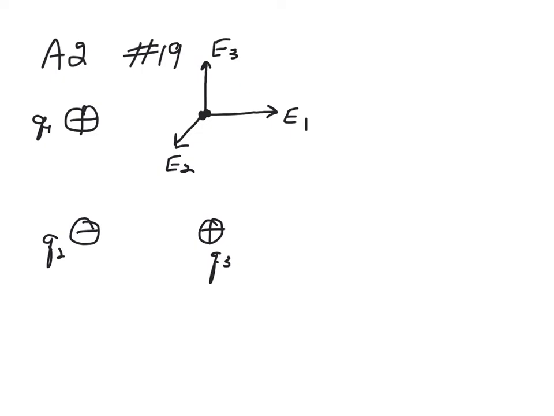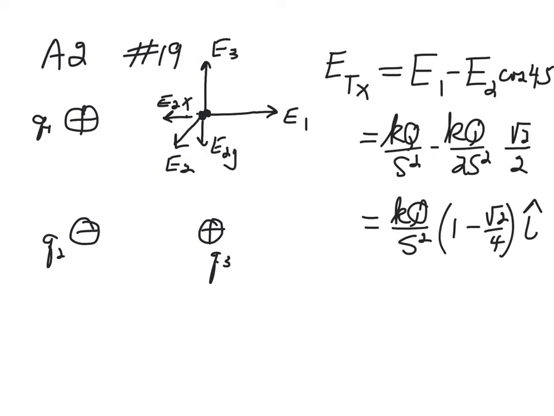So go ahead, try and write the equation and do the algebra as far as you can. Okay, I'm not going to do this all out, but you see, E1, we have to subtract E2x. So the total in the x direction, the I hat component of the answer, is going to be E1 minus this, E2 cosine 45. So E1 is simply KQ over S squared, right? The distance is S. But E2 is KQ over this distance, the square root of 2S.